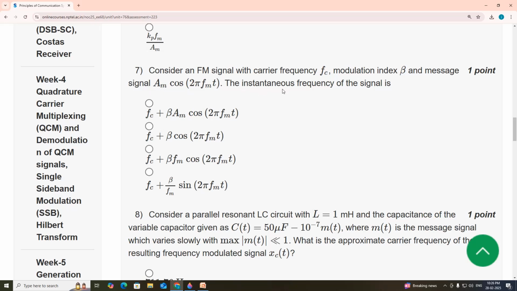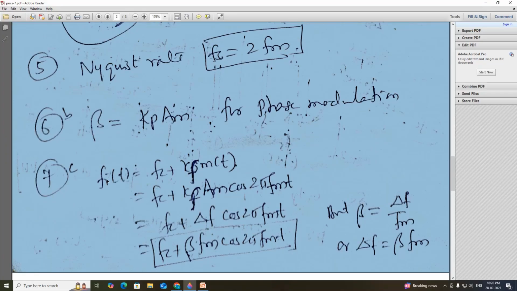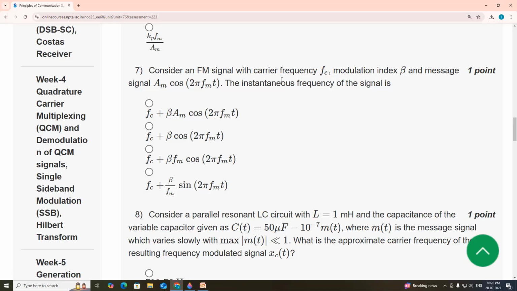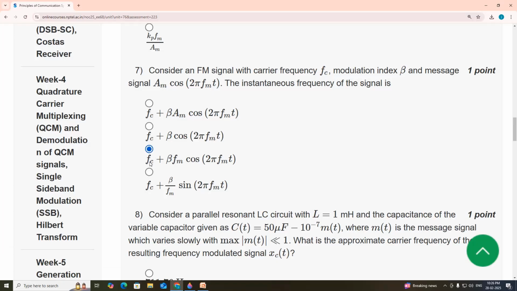Okay. Seventh one, consider an FM signal with the carrier frequency of Fc, modulation index beta, and message m of t equal to Am cos 2 pi fm t. The instantaneous frequency of the signal is, we will see, the definition for instantaneous frequency is Fc plus Kf m of t. They have given m of t is Am cos 2 pi fm t, and Kf Am is delta f, and we know the relationship between beta and delta f, so delta f equal to beta fm. Substituting for delta f, we get Fc plus beta fm cos 2 pi fm t. So that is option C.